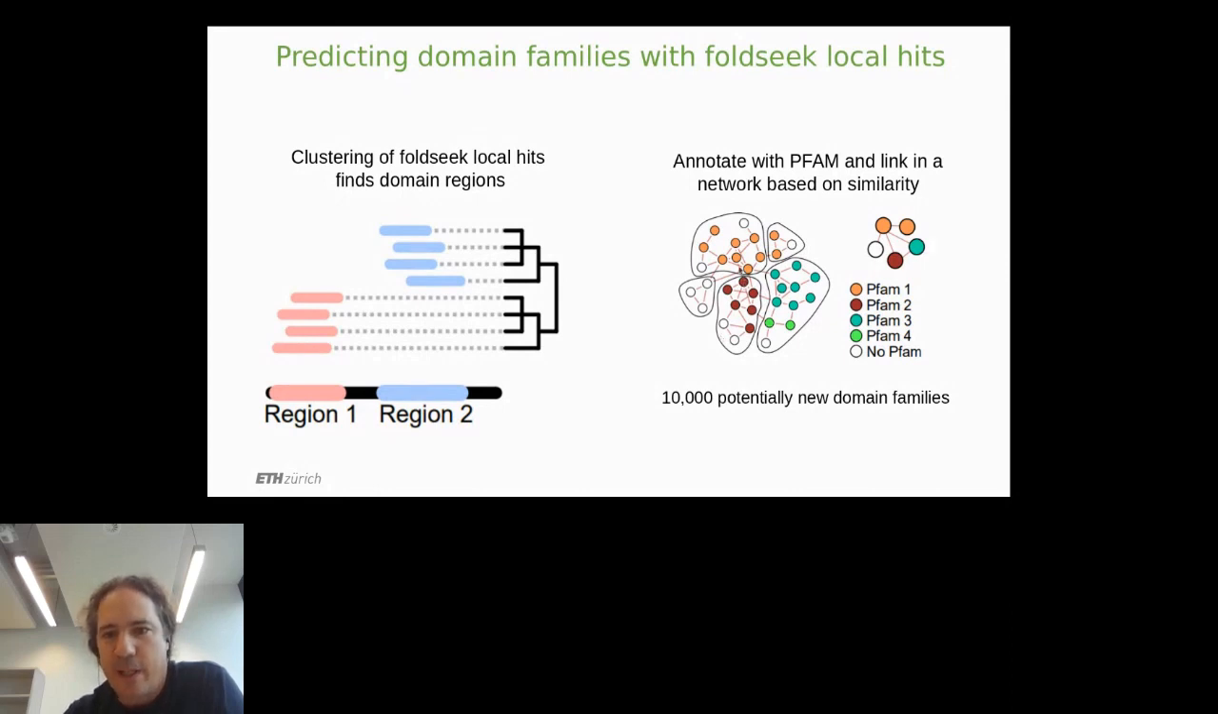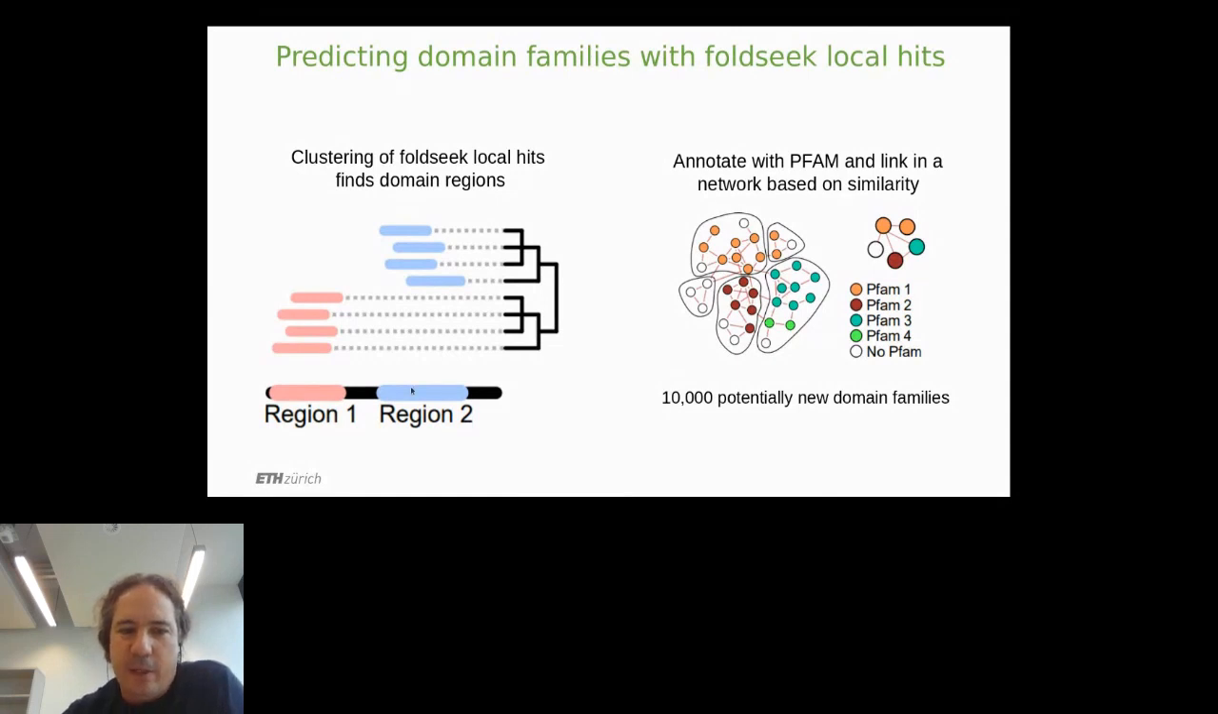But there is some connection between these. So in fact, there is some structural similarity between this PFAM1 and this PFAM2. And of course, then we have examples where there is another group here that has no PFAM annotations. So altogether, in this particular analysis, we found about 10,000 new families. Well, potentially new. I'm going to show you how many of these are new or not.